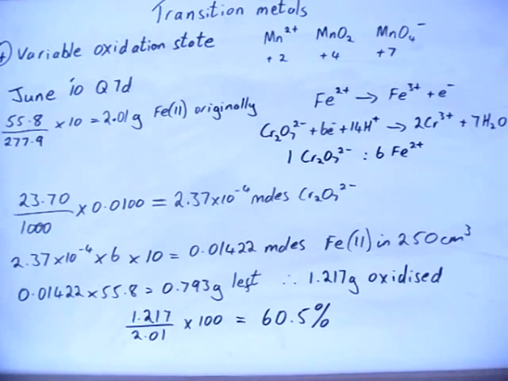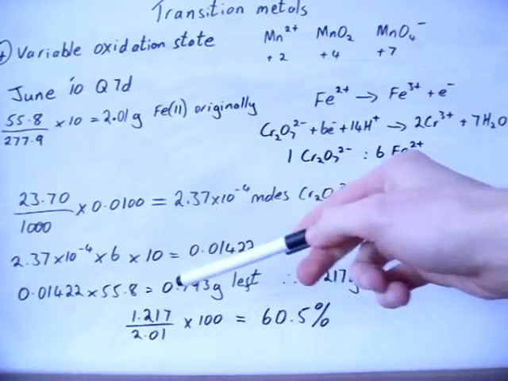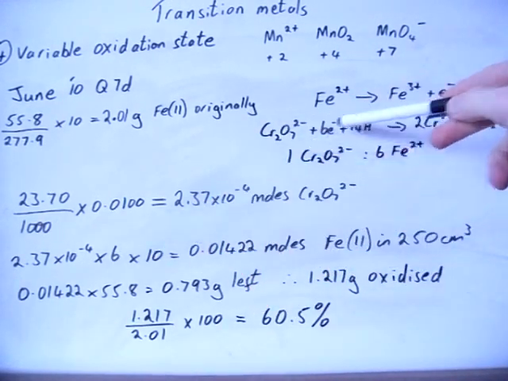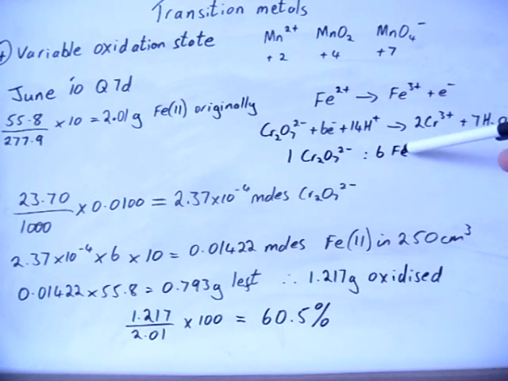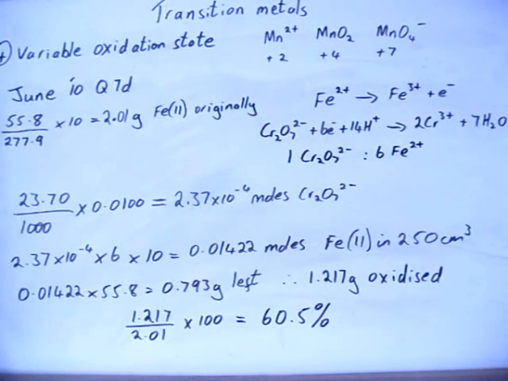So now I need to work out the moles of the iron 2 plus. So I've multiplied by 6 because it's a 1 to 6 ratio. So each one of these will react with 6 of these. Hence the multiplication by 6. So that would have told me the moles of iron 2 plus present in 25 cubic centimetres.